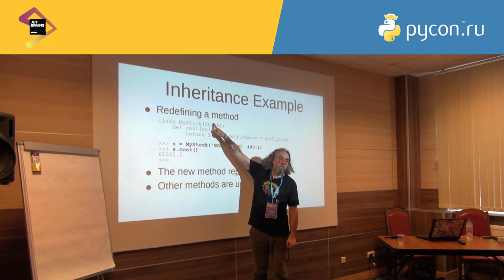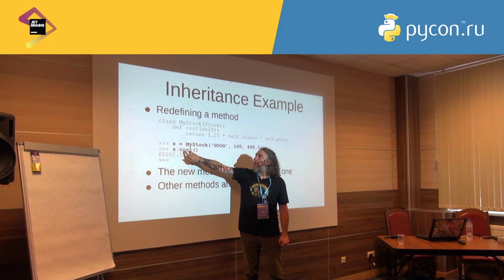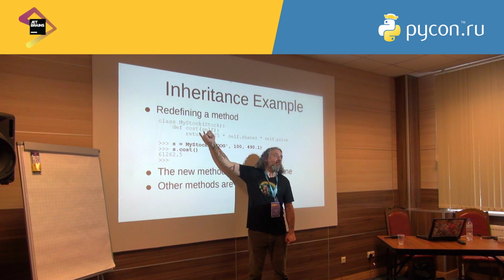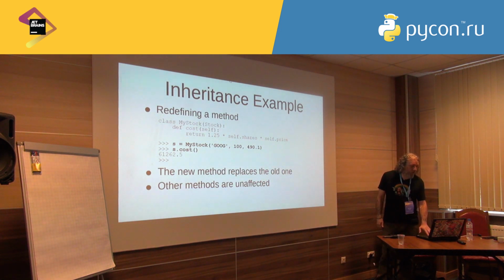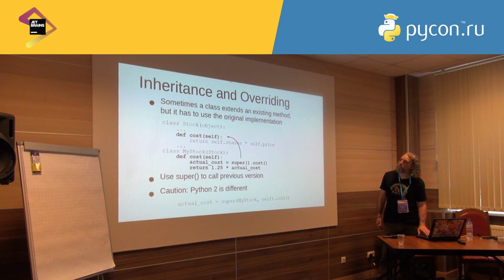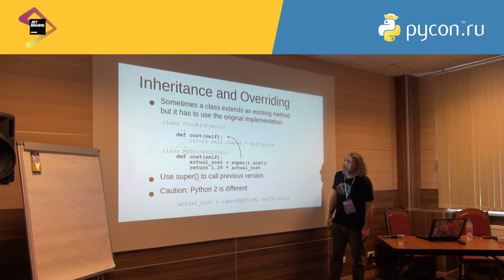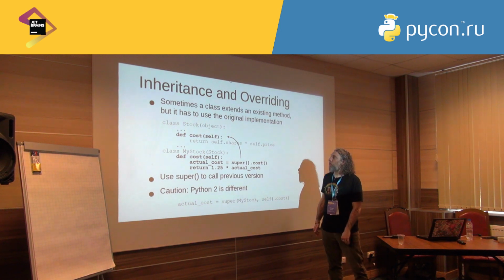Okay, here we're overriding cost. So even though there's a cost method on the Stock class, when you create a MyStock instance and call the cost method, the one on our class, the overridden method, is found first and used. Again, I'm pretty sure that will be straightforward to most of you, pretty basic. Here's where we start to get to some knowledge that might actually be useful.